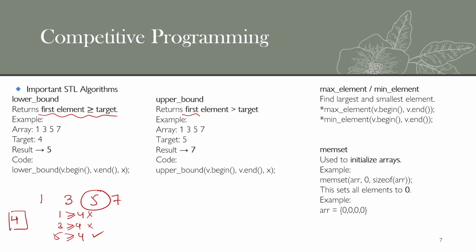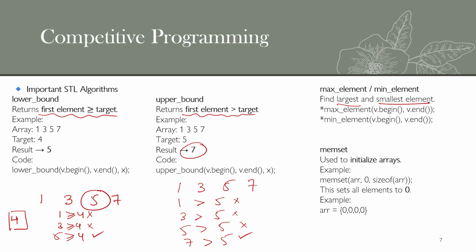upper_bound gives the first element greater than the target. 1, 3, 5, 7. Is 1 greater than 5? No. Is 3 greater than 5? No. Is 5 greater than 5? No. Is 7 greater than 5? Yes. Your answer will be 7. Max or min returns the largest or the smallest element: max_element or min_element.